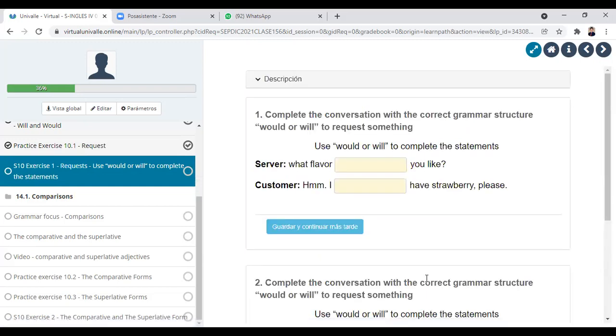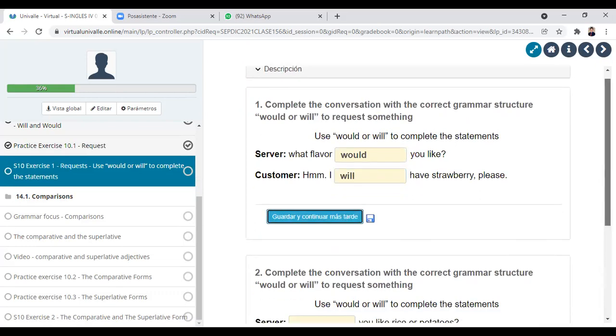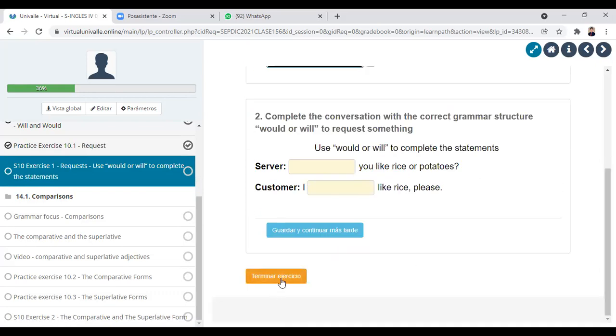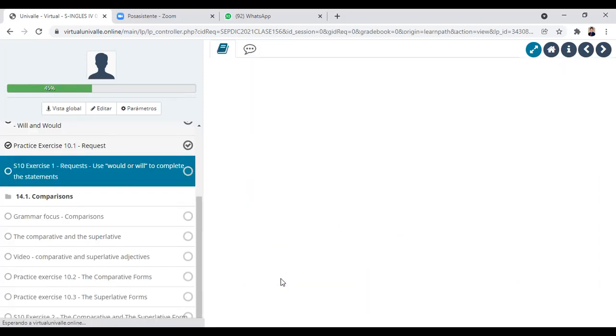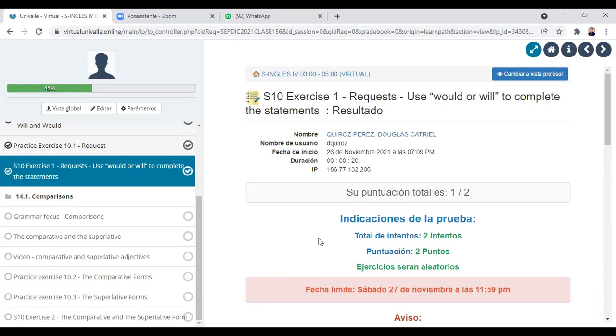Complete the conversation with the correct grammar structure, with would or will, to request something. What flavor would you like? I will have a strawberry, please. Just an example for you to have an idea. The others, you need to do by yourself, okay? If you notice, it's correct.